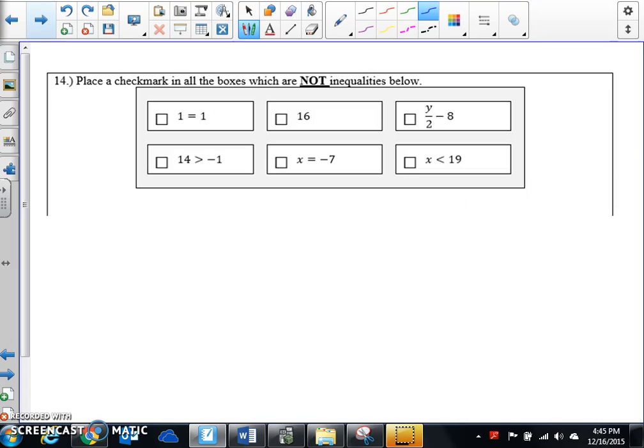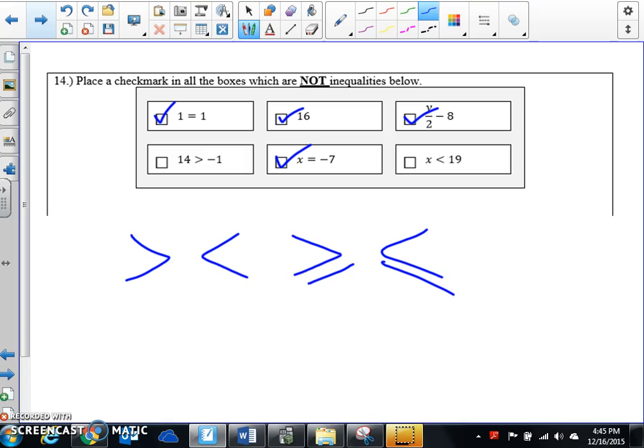Not inequalities. Remember, my inequalities are these and these only. So that's not an inequality. That's not an inequality. That one and that one. This is an equation. That's an expression. Both of these are expressions. And this one's also an equation.